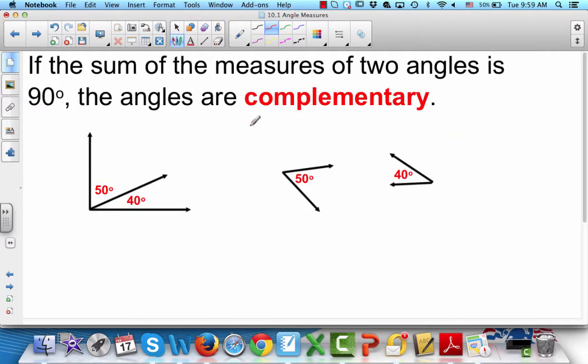If the sum of the measures of two angles is 90 degrees, the angles are complementary. All right, when they were supplementary, they added up to 180 degrees. But now we're talking about complementary angles. Okay, and complementary angles are not ones that look at each other and say, hey, you look good today. That's a different complementary. This is complementary that adds up to 90 degrees. And once again, they do not have to be beside each other. In this one they are. In this one they are not. Okay, as long as they add up to 90 degrees.